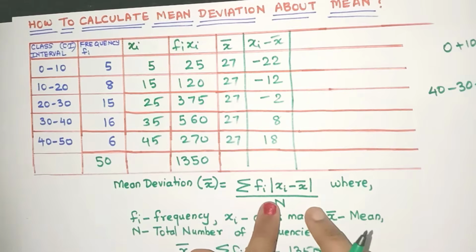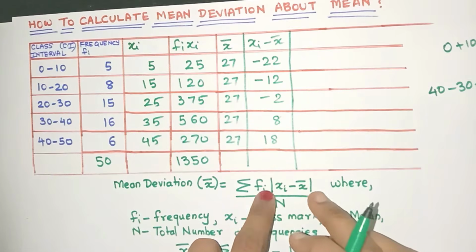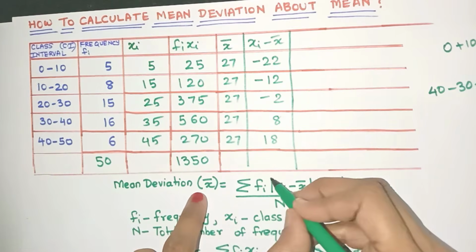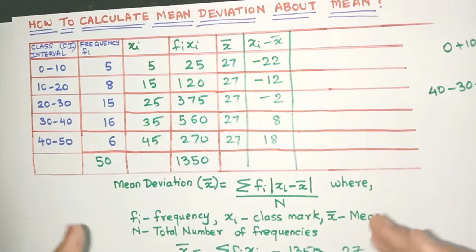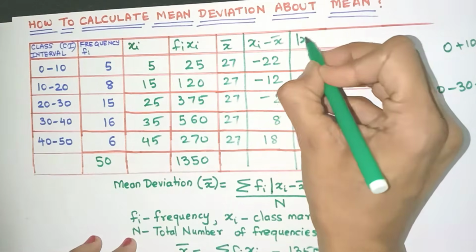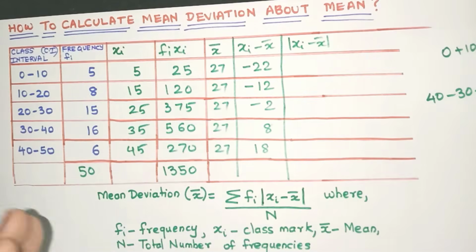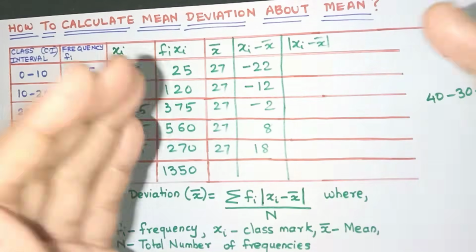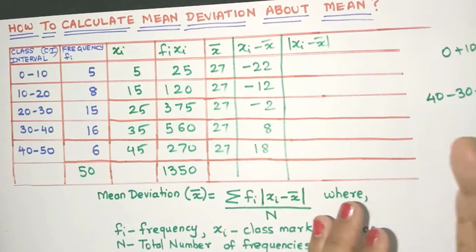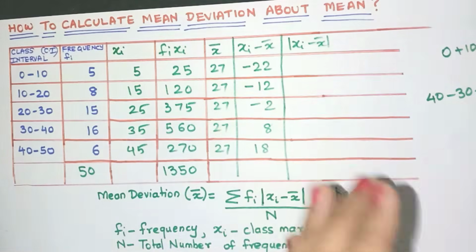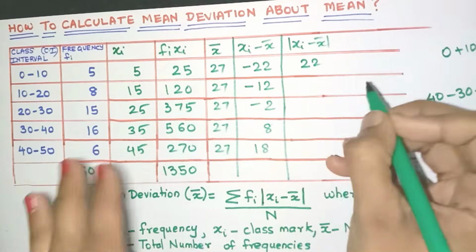Again, let's check the formula. We need modulus of xi minus x bar. What is this symbol friends? It stands for modulus or the absolute value function. Now what do you mean by modulus? Well, modulus simply makes a negative number into a positive number. So if it's minus 22, it becomes plus 22. That's it. It's very simple.